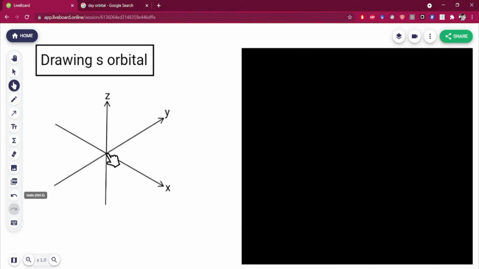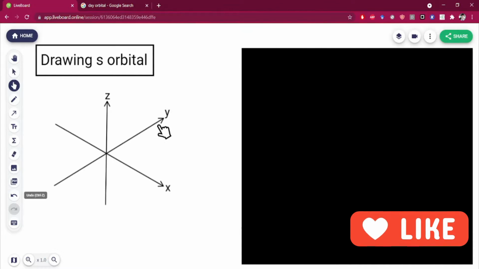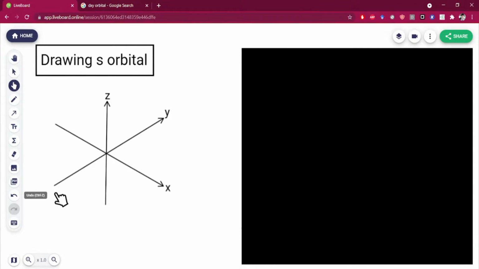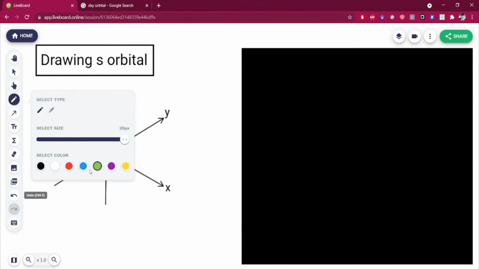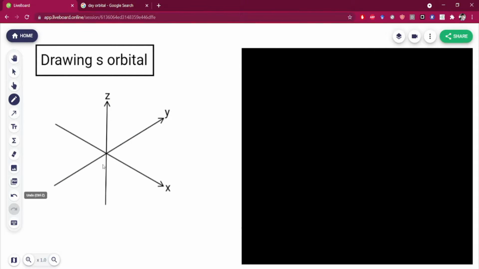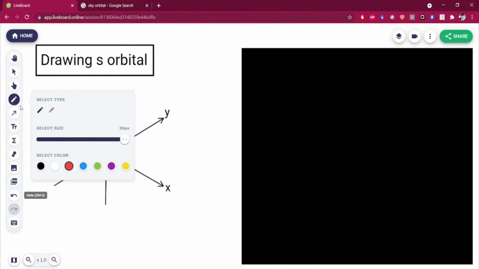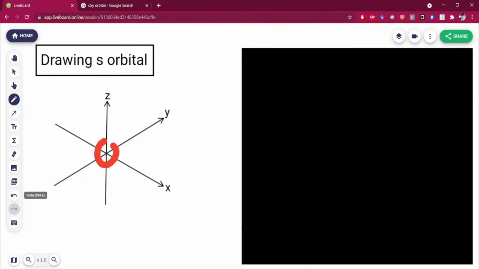The first thing you need to have is you need to draw these three axes, X, Y, and Z. Okay, you have your X, Y, and Z. You need to have this first. And then for S orbital, it's quite easy. For S, just remember S stands for spherical. So the shape would be spherical. You can have it like this. So this is your S orbital. By drawing that in exams, you should be able to get 1 mark.